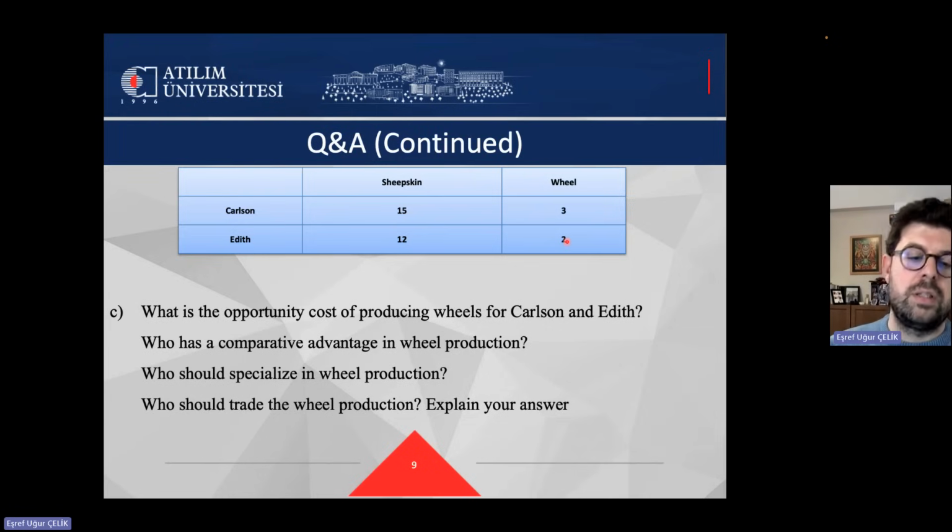What about the comparative advantage question? In comparative advantage question, we can compare the opportunity cost for that good. If a producer has lower opportunity cost on that good, that means that producer has comparative advantage on that production. Also, that producer gets specialization and trades on that good. Okay, the question starts this time with veal, not sheepskin.